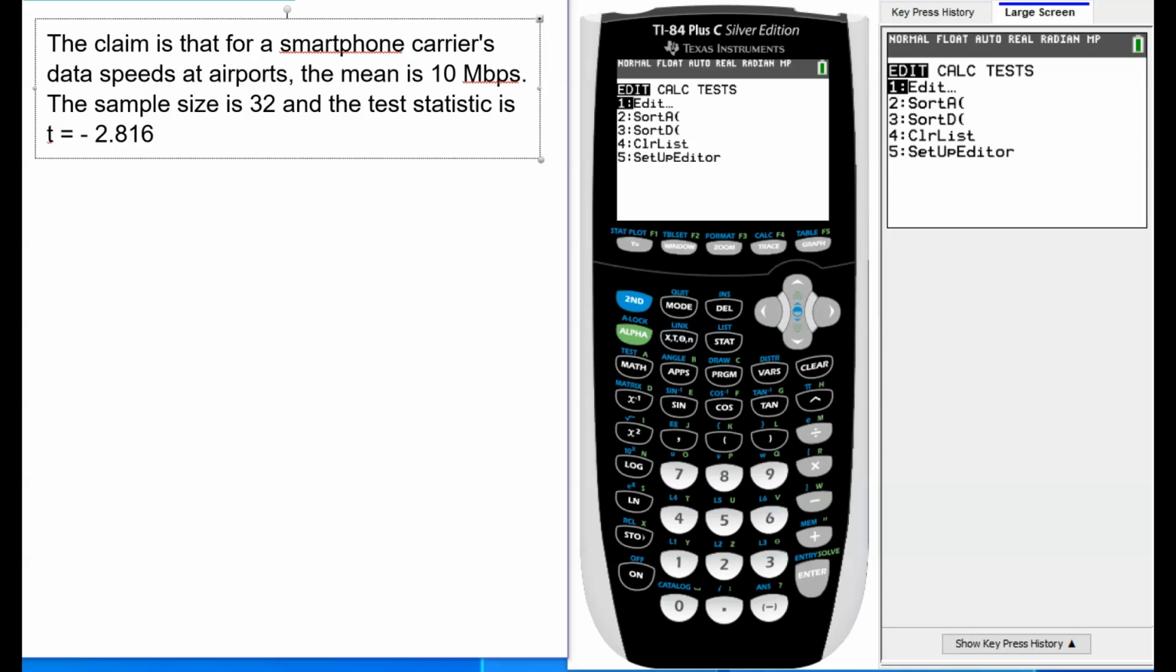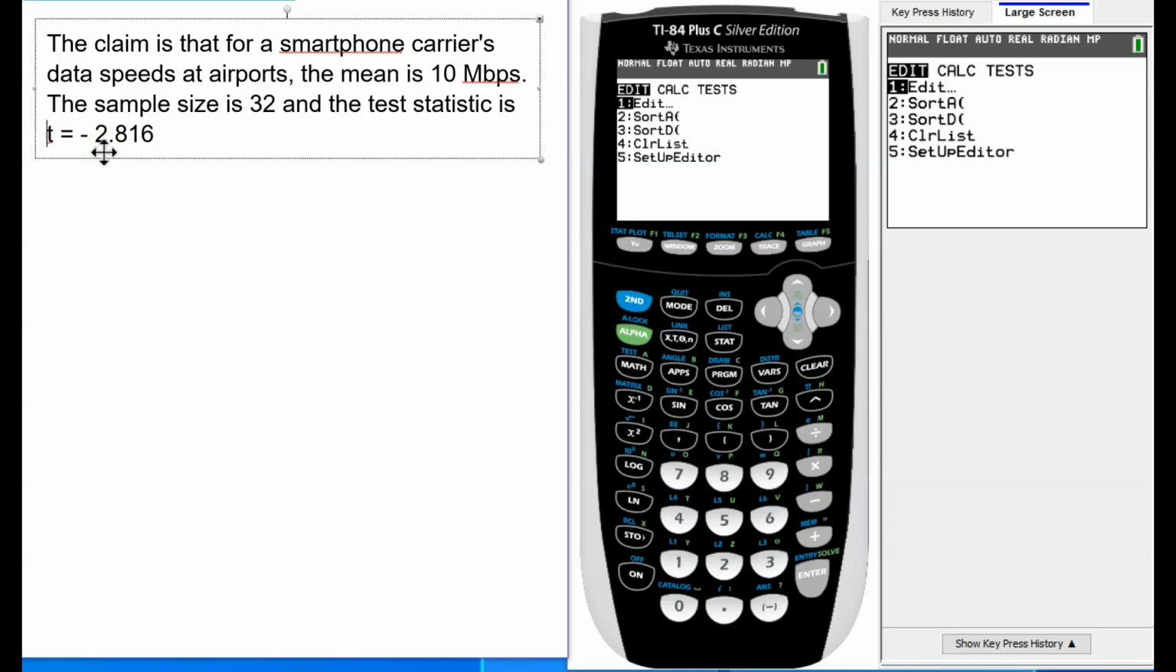The claim is that for a smartphone carrier's data speed at airports, the mean is mu equals 10 megabytes per second, the sample size is 32, and the test statistic is equal to negative 2.816. First, we need to determine the type of the test.